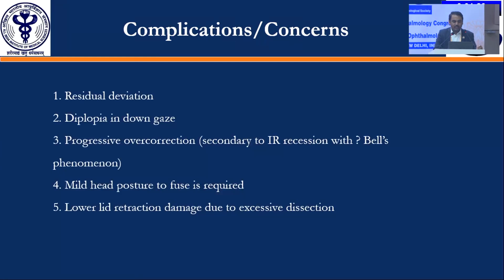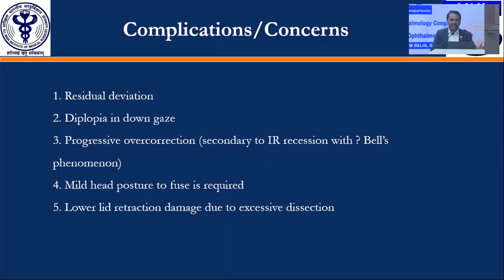So this is a known entity. Residual deviation, as we saw in the second patient, is one of the known concerns or complications. Diplopia in down gaze, as we saw in the third patient, again is the same. In the first patient, we were fortunate we didn't get any diplopia. Progressive overcorrection because of secondary eye recession is a known entity in the literature. It benefited in the first case, but it might cost us in the third case. It's time which is going to decide.